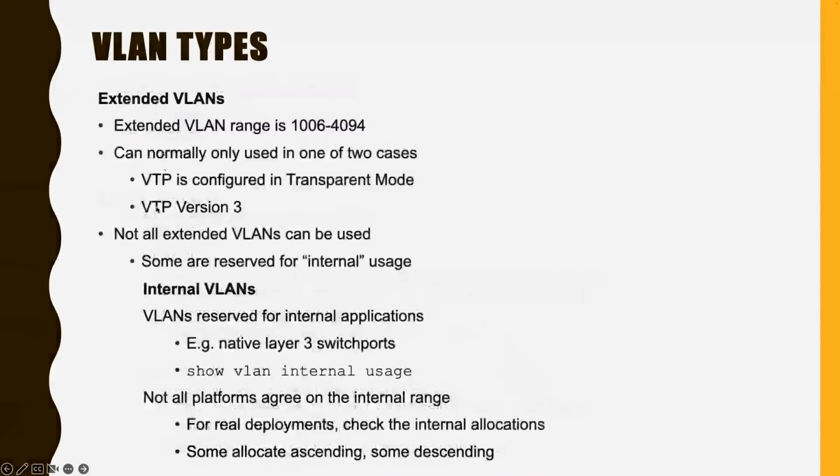Extended VLANs range from 1006 onwards and go up to 4094. In total, we generally say that we can have 4K, or 4094, VLANs. These are not normal VLANs, these are extended VLANs.